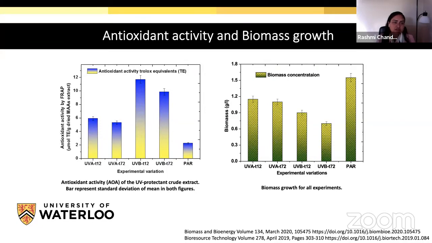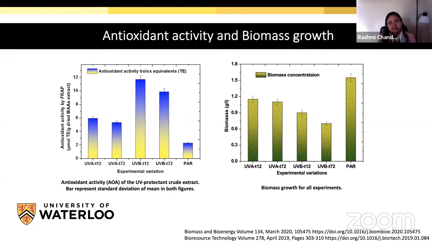So we went for the antioxidant activity. For antioxidant activity, we took the Trolox equivalent and then quantified. It's a very easy process. Sometimes kits are available, and sometimes we need to prepare the reagents. When we see the efficacy, UVB radiation has shown the maximum antioxidant activity. This is also because it has more MAA productivity.